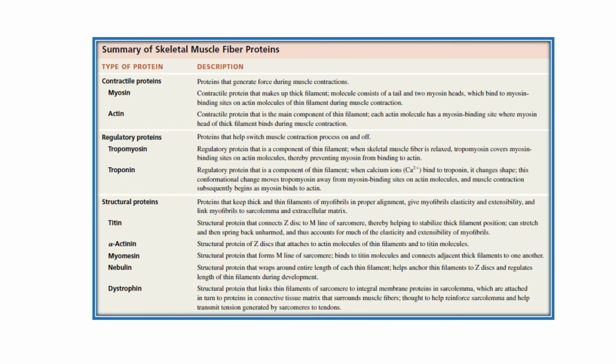Besides contractile and regulatory proteins, muscle contains about a dozen structural proteins which contribute to the alignment, stability, elasticity and extensibility of myofibrils. Several key structural proteins are titin, alpha-actinin, myomesin, nebulin and dystrophin.